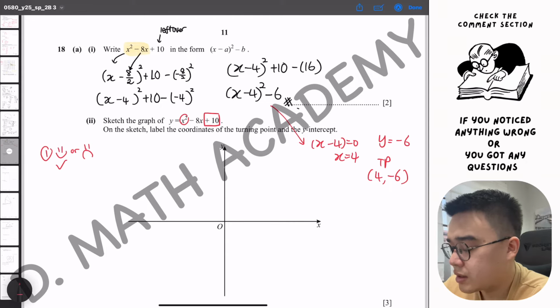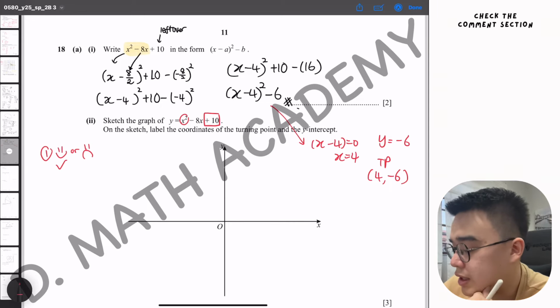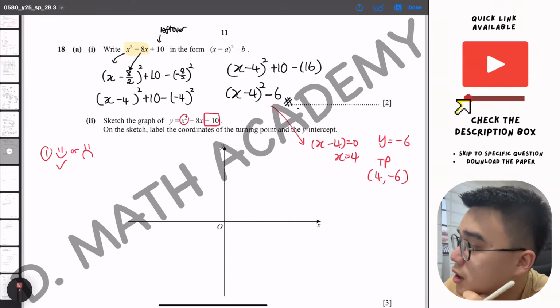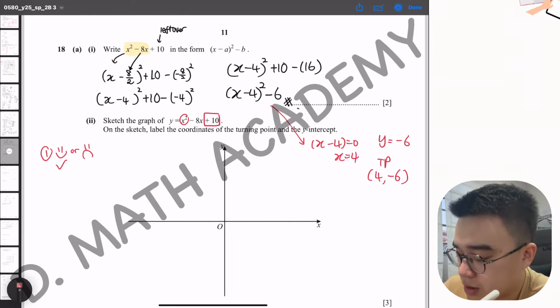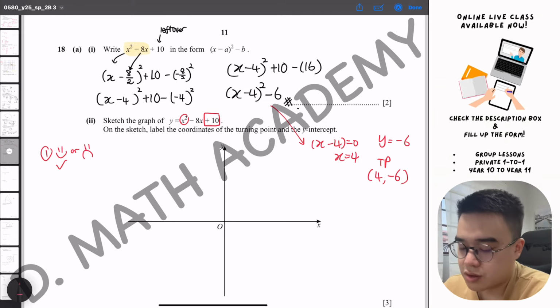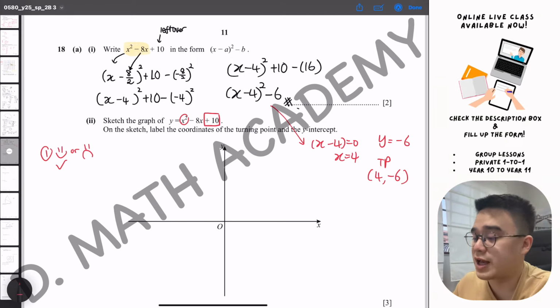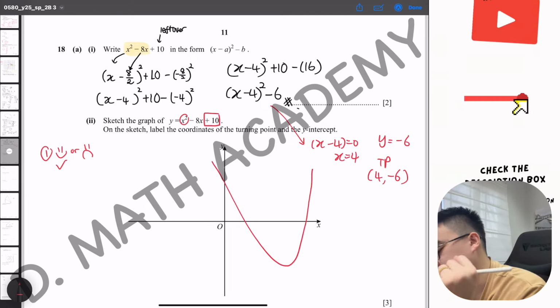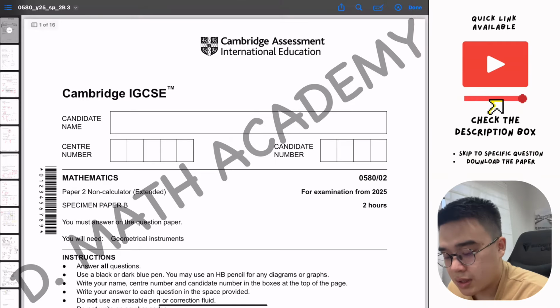And the reason why they didn't ask us for the x coordinates is because we can't get to 8x. Oh, now I know why. Because of the syllabus change, we can't find the exact x-intercept now if it's not factorizable roots. So it looks something like this.